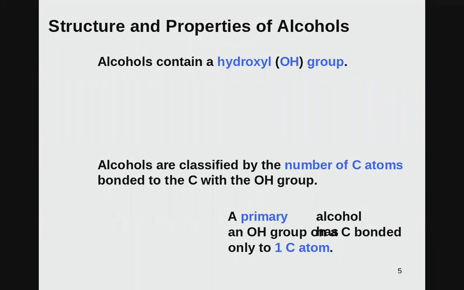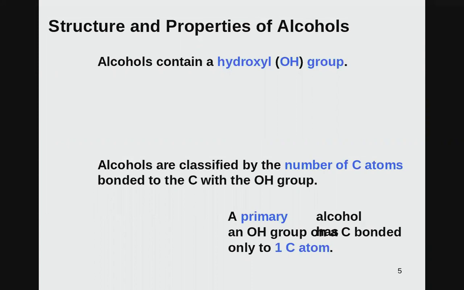Now, alcohols are classified by the number of carbons bonded to the carbon that has the hydroxyl group, that OH group. So we can see in this case, we have one carbon bound to a second carbon, which is then bound to the hydroxyl group. So in this case, we have what's called a primary alcohol, because this carbon that's bound to the hydroxyl group, which makes it an alcohol, is only bound to one other thing, right? So it's only bound to one carbon atom. So this is what we call a primary or first degree alcohol.